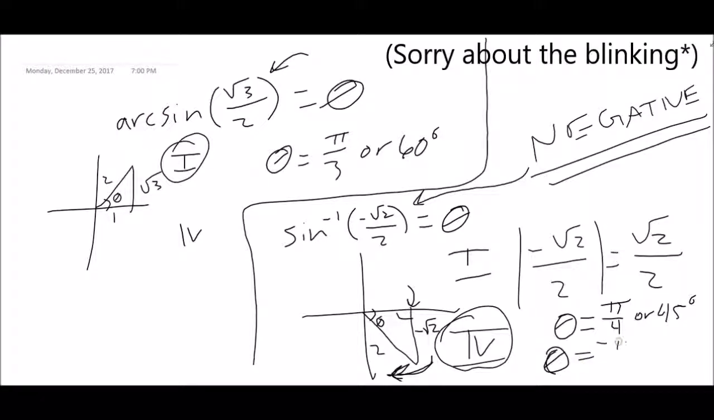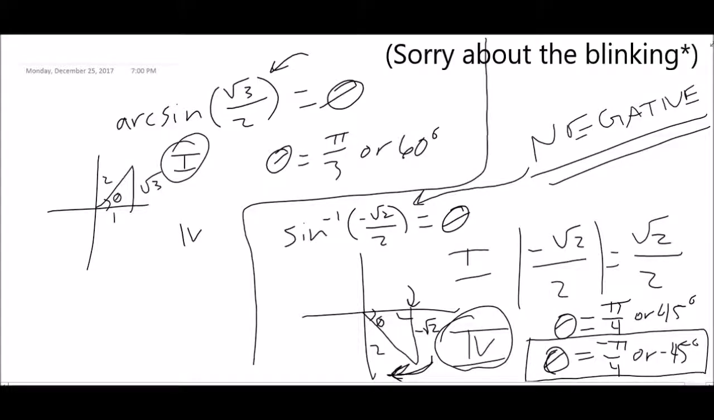So what would that be? That would be negative pi over 4, right? Negative pi over 4 or negative 45 degrees. And that would be your answer. So negative pi over 4 radians or negative 45 degrees.